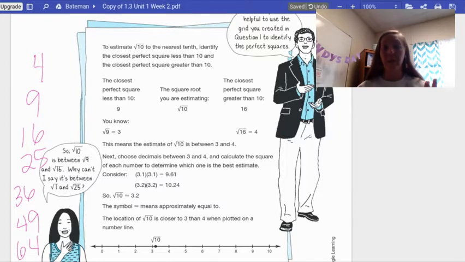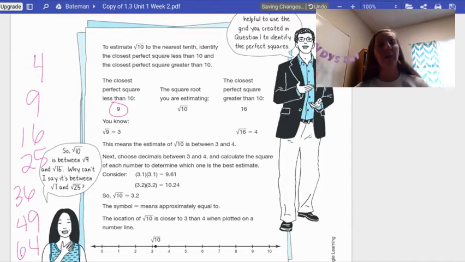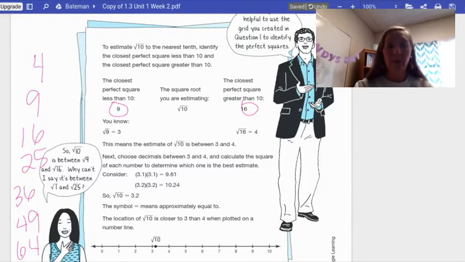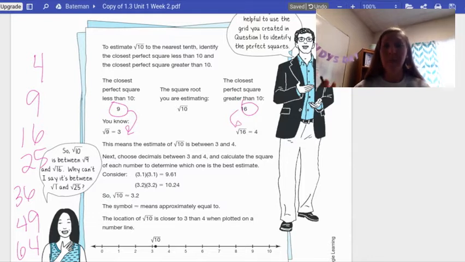So when we're looking at the square root of 10, I'm looking for numbers that are really close to 10. The closest perfect square that is less is going to be 9. The closest perfect square that is greater is going to be 16. Well, then we can take the square root of those numbers. The square root of 9 is 3. The square root of 16 is 4. That means that the answer for the square root of 10 is going to have to be between those two answers. The square root of 10 is going to have to be a number that's between 3 and 4.